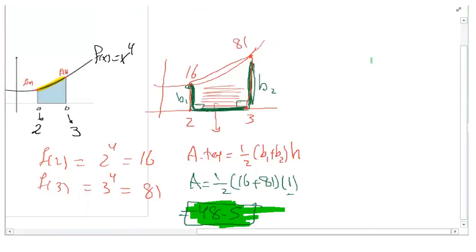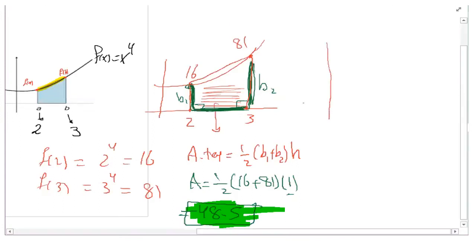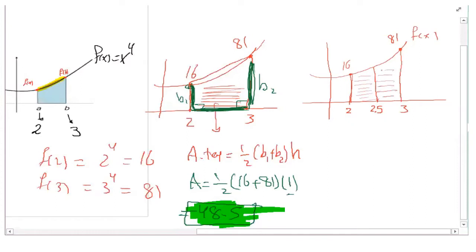Let's divide the area below the curve here into two trapezoids. I have the curve of the function f of x. At the point 2, the height is 16, as f of 2 is equal to 16. At 3, f of 3 is equal to 81. What if I divide the area here into two trapezoids, trapezoid 1 and trapezoid 2, or trapezium 1 and trapezium 2.